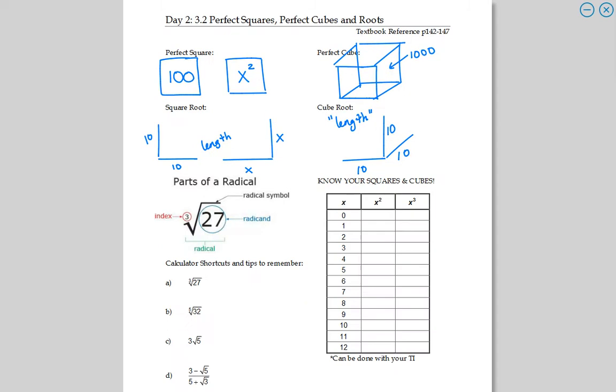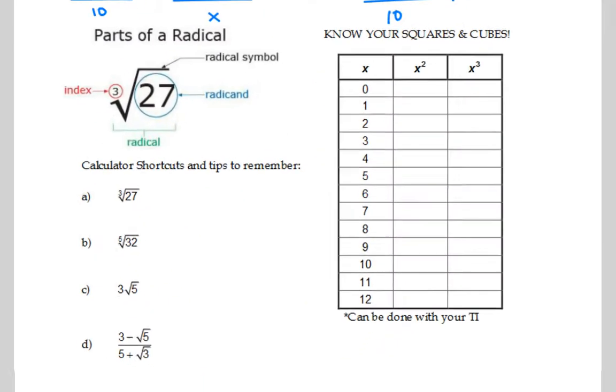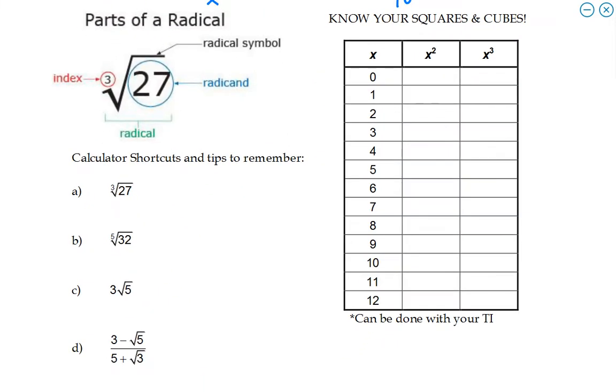Parts of a radical. Do you guys recognize the radical there up top left? I almost said square root. That would have been a mistake. What kind of root is that one? Cube root, because they have the little index written as 3, right?